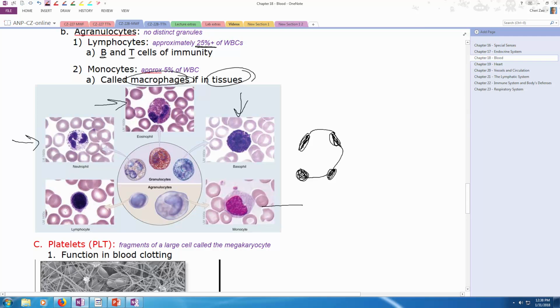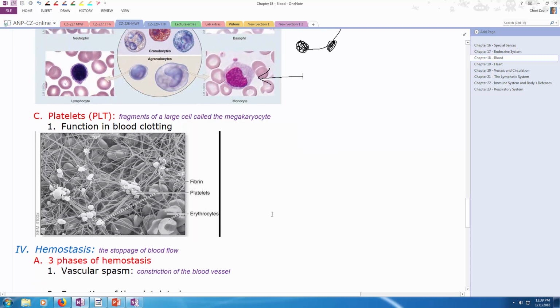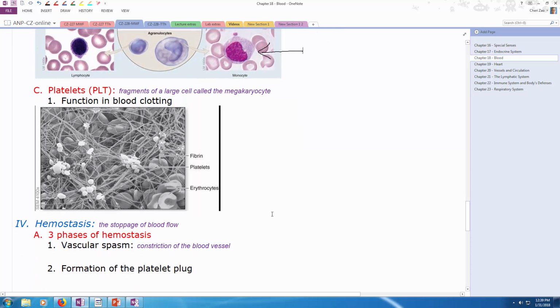Then the largest of the cells are the monocytes. So they have this huge nucleus, they have obvious cytoplasm without granules, and they are indeed the largest size cell of our WBCs. Let's talk about platelets real quick.